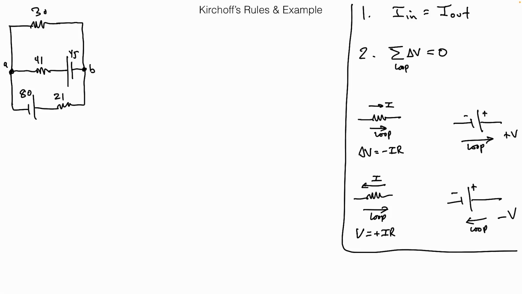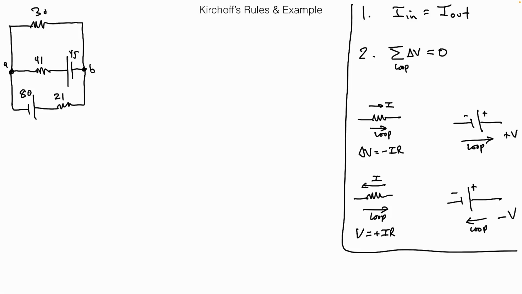So first step, how many unique currents are there in the circuit? The way to do this is to look at any junction. The number of wires in that junction is the number of currents, minimum, that you have in the circuit. So let's look at junction A. How many wires are going in and out of junction A? 3. There's a wire from the 80 volt battery, a wire from the 30 ohm resistor, and a wire from the 41 ohm resistor, right? There's 3 wires coming together at junction A. That means there is at least 3 unique currents in the circuit.